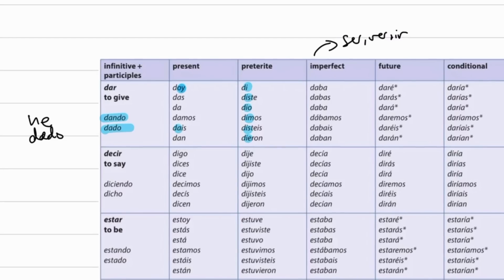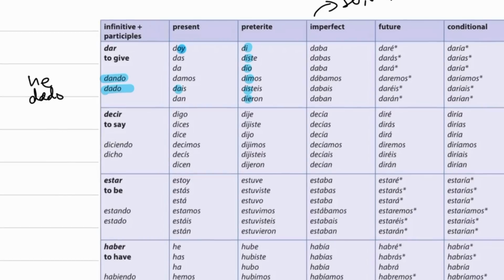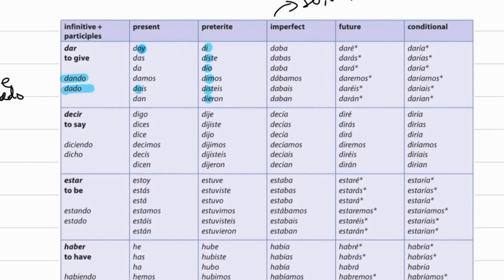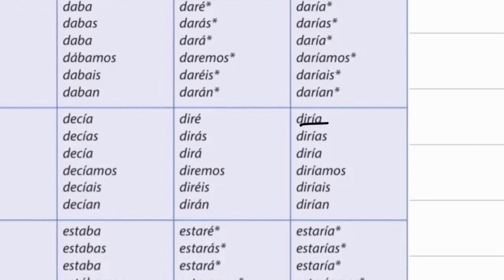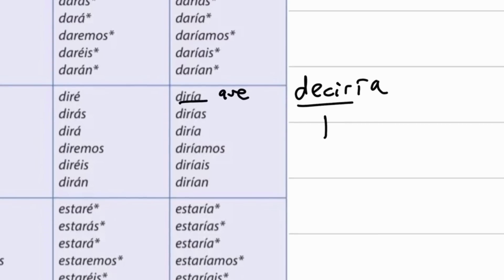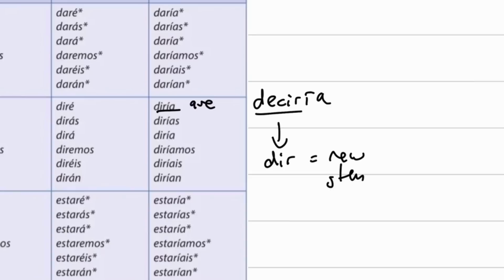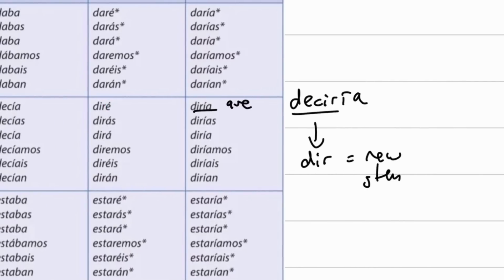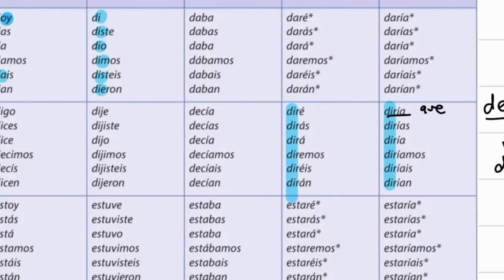Next, decir, a really good verb for foundation, higher tier, A level, all sorts of levels need to know this verb, a really common verb. Decir is different to hablar. Hablar is like to speak. You might have seen diría que, and this is irregular. We're not saying deciría as you normally would in the future, or in this case, the conditional tense. Decir becomes dir. It's a new stem here. So all of these future tense, which is here, and the conditional tense, which is there, are irregular in terms of the dir. It's not decir, it's dir.